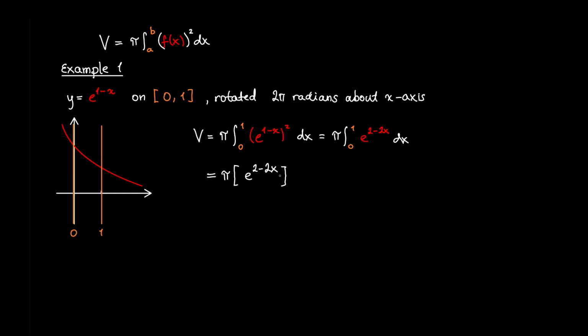However, we have a composite function, meaning that in the exponent there's another function. So we know that we have to divide our antiderivative by the derivative of the exponent, in this case, negative 2. All of this then is evaluated from 0 to 1. Once you plug in 1 and 0 and subtract them, the answer that you should get is pi over 2 times e squared minus 1.